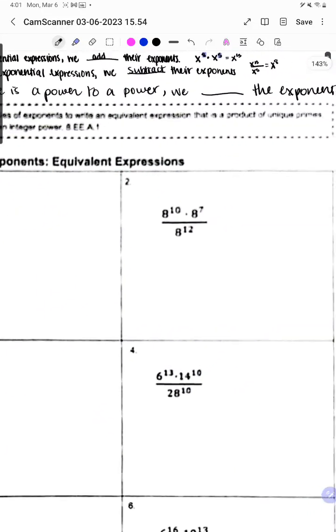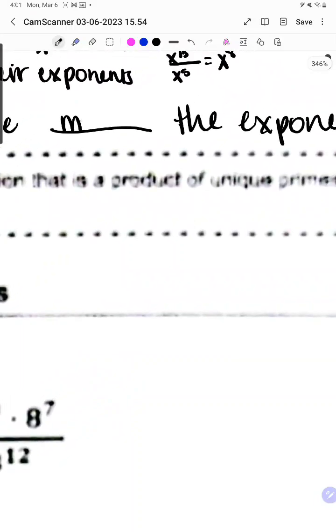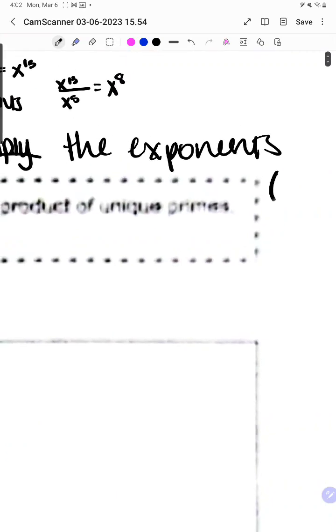And then when there's a power to a power, we multiply the exponents. So for instance, we have x to the 8th to the 5th power, and we multiply 8 times 5, and we get x to the 40th.